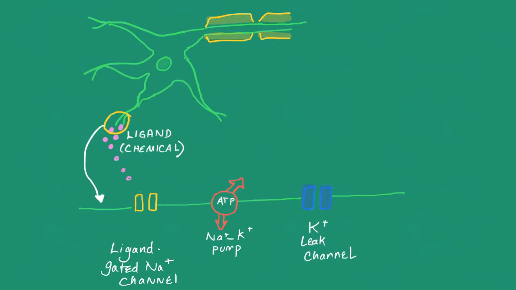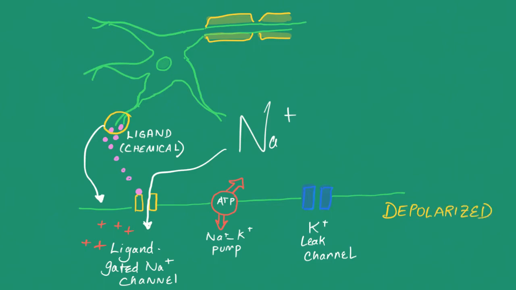When the ligand, shown in pink, binds to the ligand-gated sodium channel, it opens the sodium channel and sodium rushes in. This is what triggers the local potential. What happens is that when sodium enters the cell, it brings along with it positive charges. When positive charges enter a cell, the cell becomes depolarized. The membrane becomes depolarized, which means the voltage goes up and approaches zero. That's what the word depolarized means.